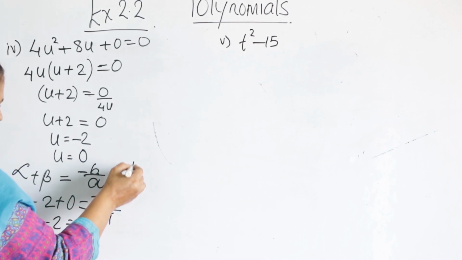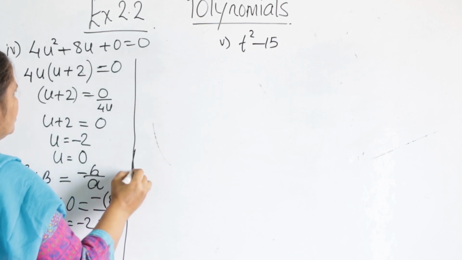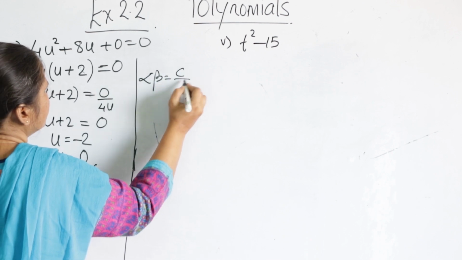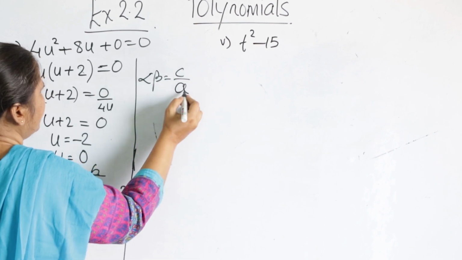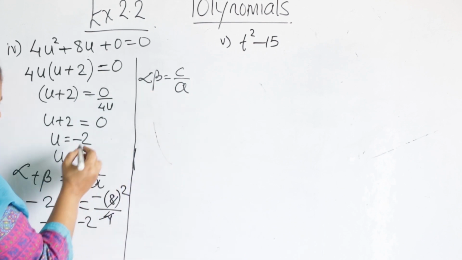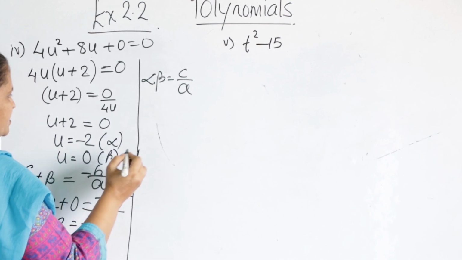Then we will also verify the relationship using the product of the zeros is equal to c by a, which is constant by coefficient of x square. What is alpha? This is alpha, this is beta.